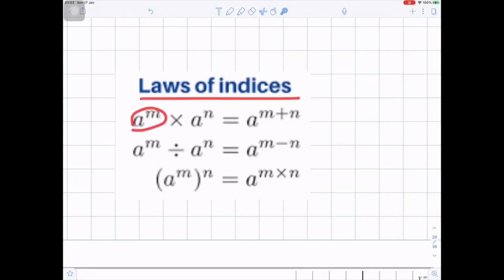A to the power m times a to the power n: you add the powers, m plus n, because the base is the same, a. So you add the top, m plus n. A to the power m divided by a to the power n: you subtract the powers because the base is the same. A to the power m, to the power n: you multiply the powers. So we're going to be using some of them for solving this question.